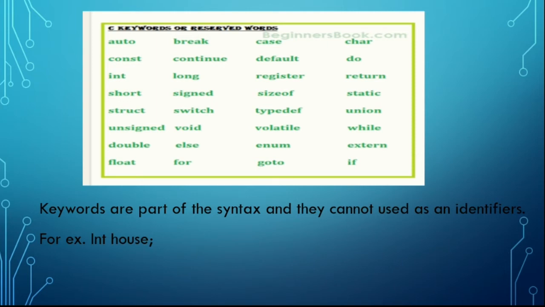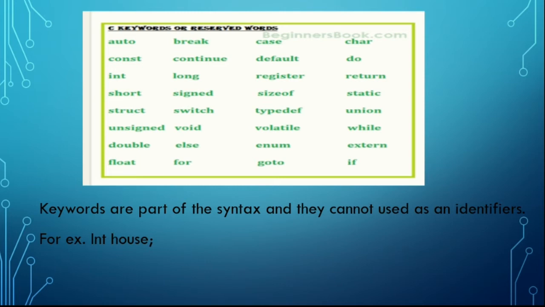Because C language is a case sensitive language, keywords are part of the syntax and they cannot be used as an identifier. For example, int house. Here, int is a keyword that indicates house is a variable or identifier of the type integer.